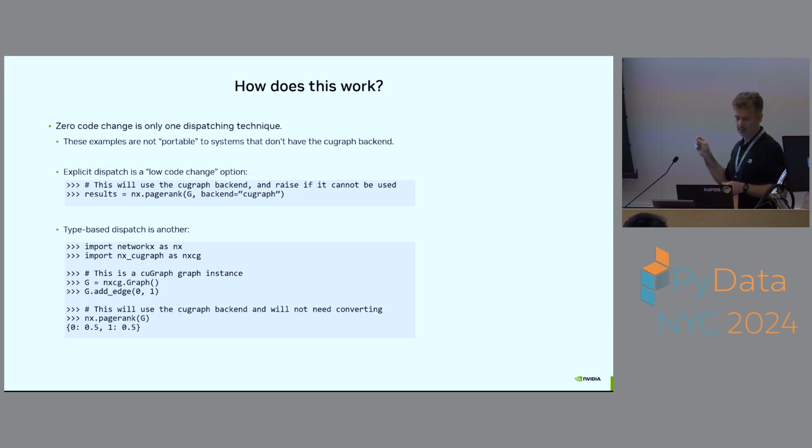Another way to do it is using type-based dispatching. I mentioned earlier that different backends may have different graph representations.